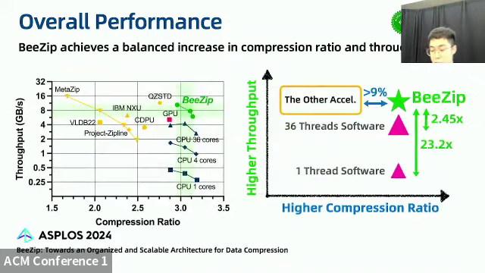BeeZip combines the advantages of software and the existing accelerators. It has 23.2 or 2.45 times higher throughput than the single or multi-threaded software on the CPU, and at least a 9% higher compression ratio than the accelerator baselines.